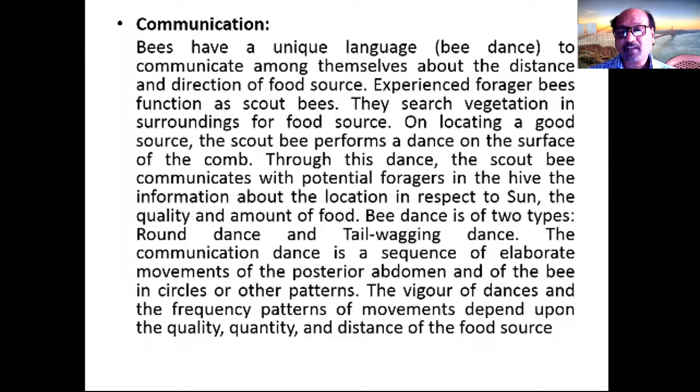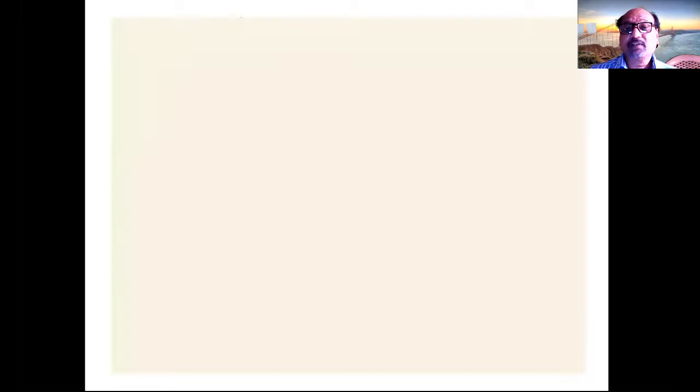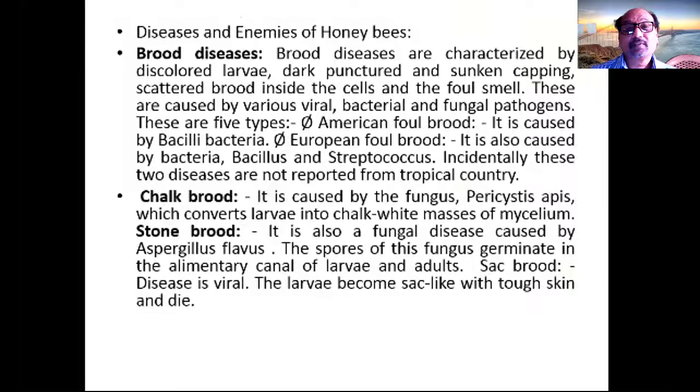Round dance, tail-wagging dance, joy dance, and alarm dance: these are the dance communications which occur in bees. Now, the diseases of bees and the enemies of the honeybees. Like human beings or other animals, bees also suffer from a number of diseases, and there are a number of predators and enemies.